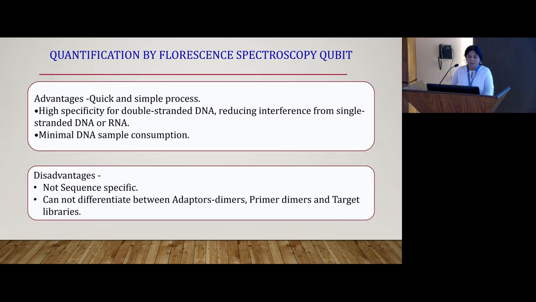Advantages: it is a quick and simple process, highly specific for double stranded DNA, reducing the interference from single stranded DNA or RNA. Minimal DNA sample consumption, only 2 microliters is required. Disadvantage: not sequence specific, it cannot differentiate between adapter dimer, primer dimer and target libraries.